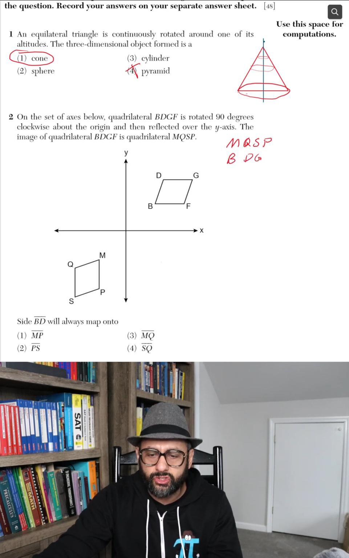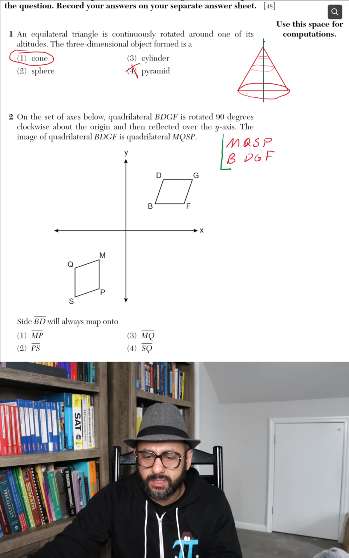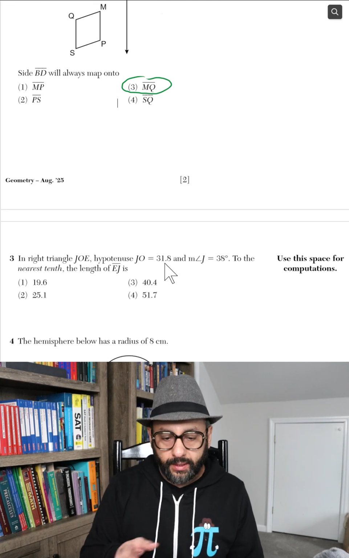BDGF. So when they say segment BD, which one does that correspond to? It does have to correspond to MQ. With that, we go to number 3.